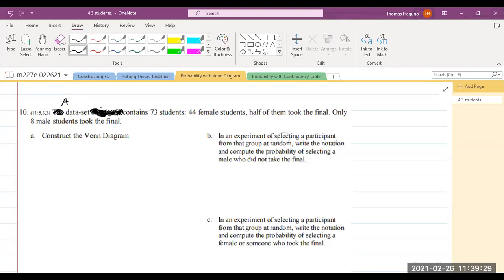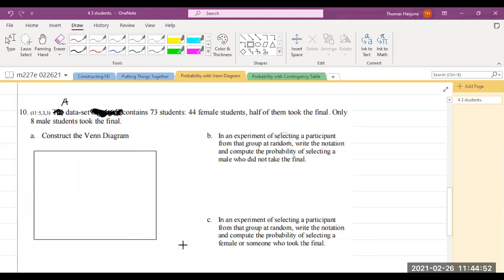Let me ask you to first construct the Venn diagram. Second, oh, the same question actually here. Okay, let me ask you to do this problem six minutes from now, so 11:45. Okay, try it. I hope at least you are done with part A though.